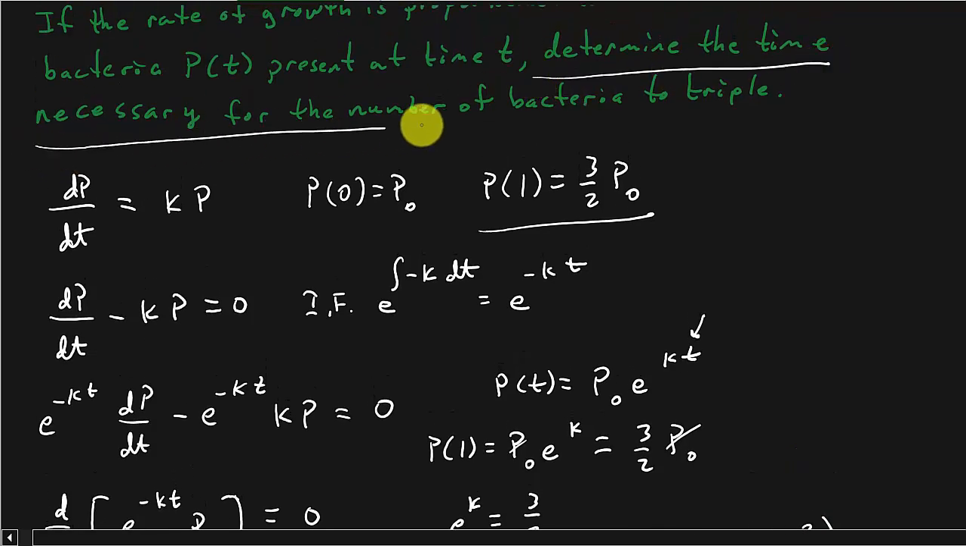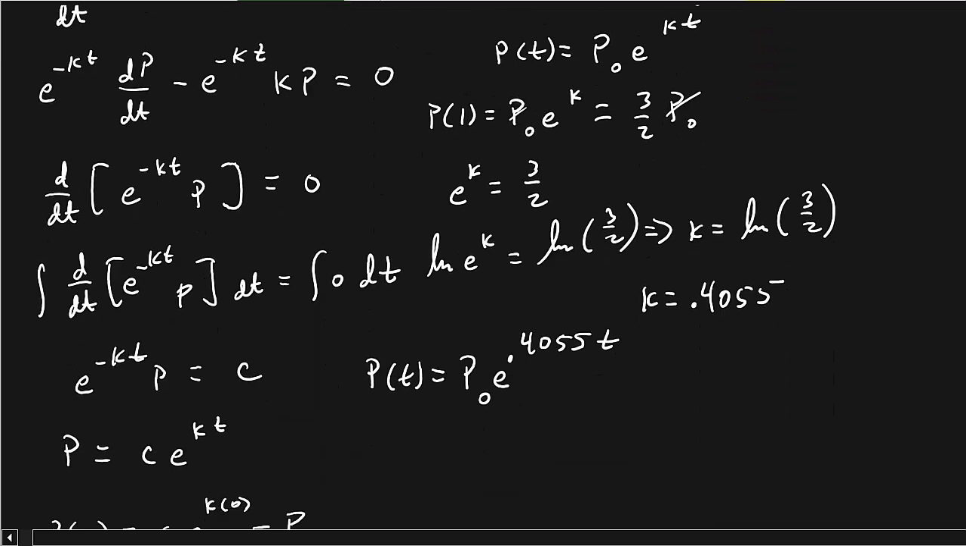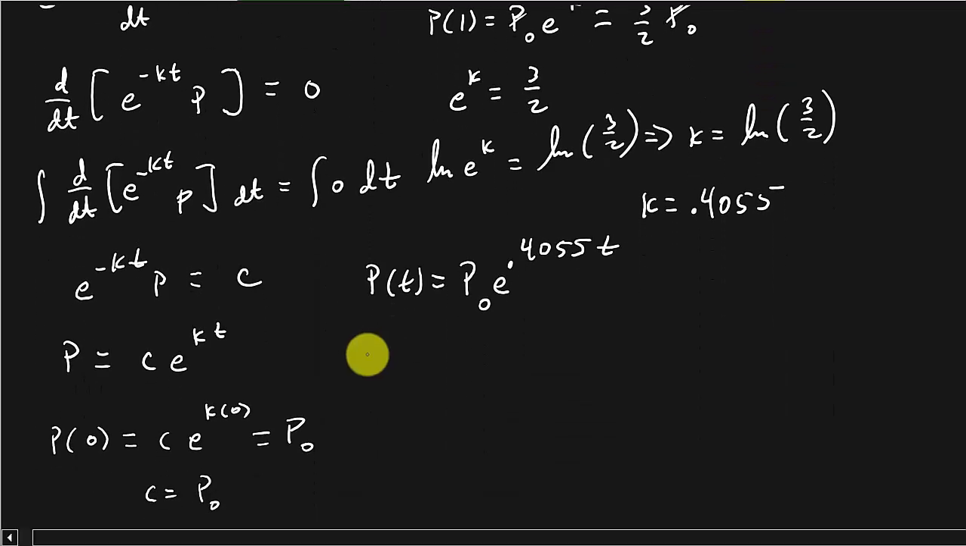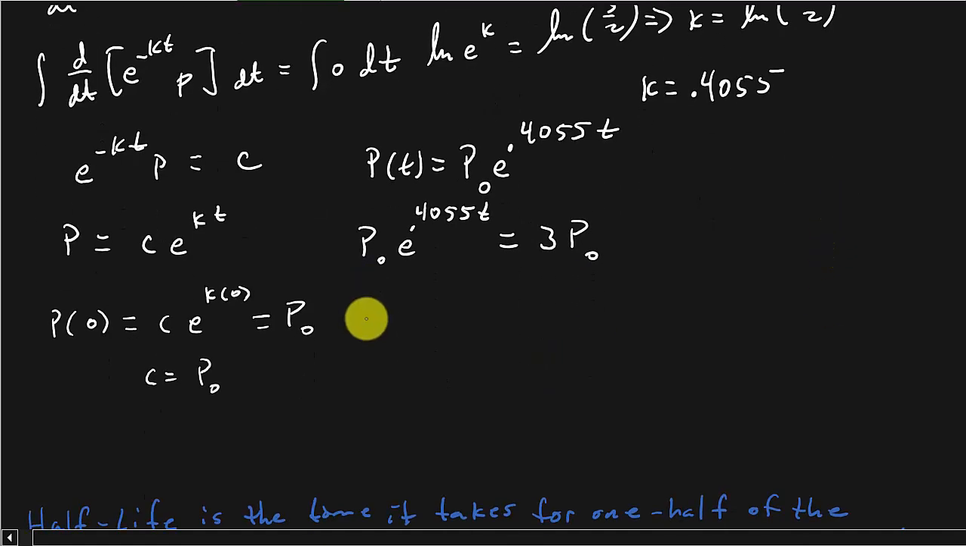All right. Now, I want to know, determine the time necessary for the amount of bacteria to triple. So I want to know, when is P naught e to the 0.4055 T going to triple? That means when it's 3 times the initial amount. So this is going to give me e to the 0.4055 T is equal to 3. The P naughts will cancel.